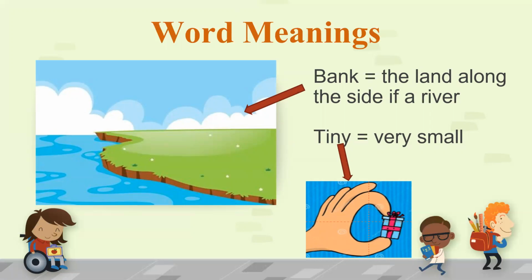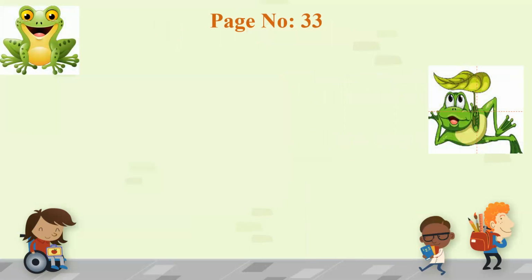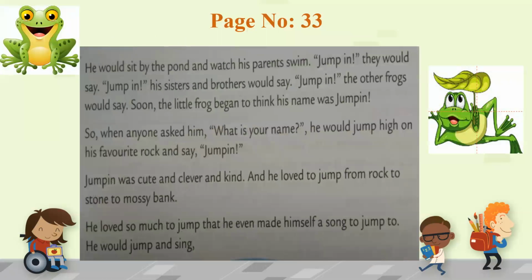Wonderful. Now let us move on to the next page, page number 33. He would sit by the pond and watch his parents swim. Jump in, they would say. Jump in, his sisters and brothers would say. Jump in, the other frogs would say. Soon the little frog began to think his name was Jumpin.